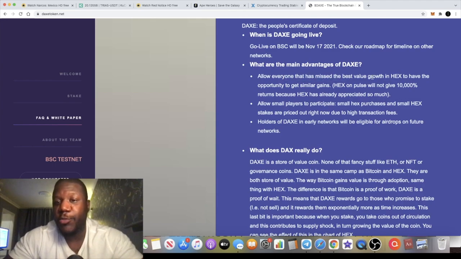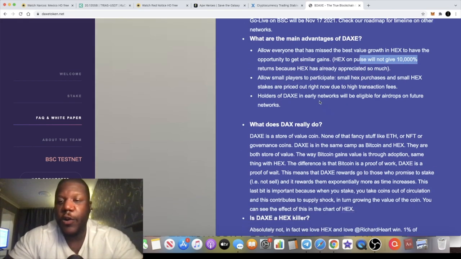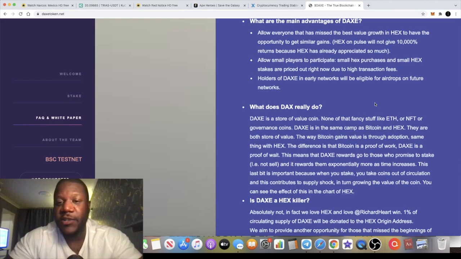The main advantages of Daxe: to allow everyone that missed the best value growth in HEX to have the opportunity to get similar gains. HEX on Pulse will not give 10,000% returns because HEX has already appreciated so much. Allow smaller players to participate. Small HEX purchases and small HEX stakes are priced out right now due to high transaction fees on the Ethereum network. Holders of Daxe in early networks will be eligible for airdrops on future networks because they actually plan to launch this on Avalanche, Solana, Matic, and so on, all right guys, starting on the Binance Smart Chain.